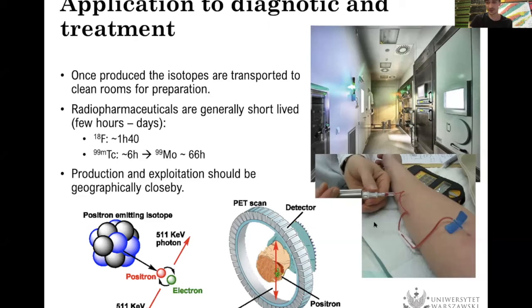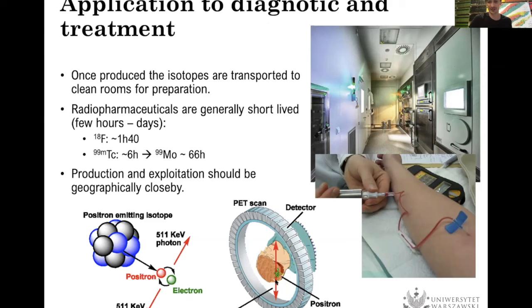So what will happen is that the fluorine will decay beta plus, emitting a positron. The positron, that is the antiparticle of the electron, so a particle that has exactly the same mass but opposite charge, will see an electron of the matter. The two will annihilate and emit two photons back to back of 511 keV.